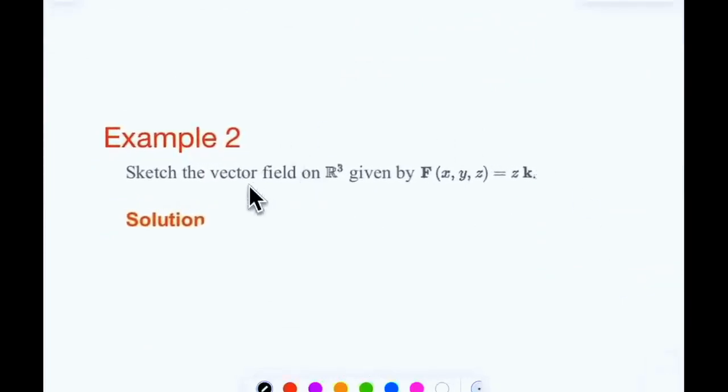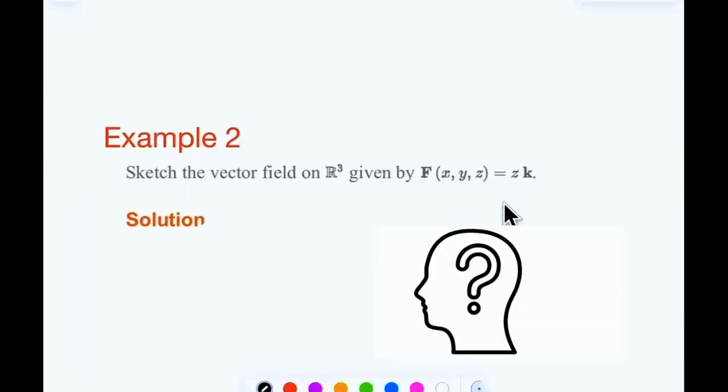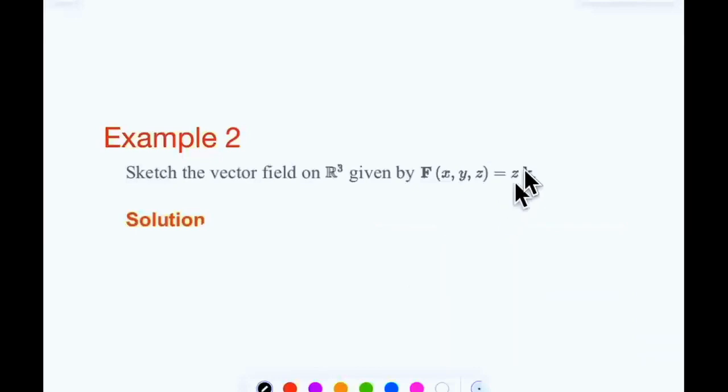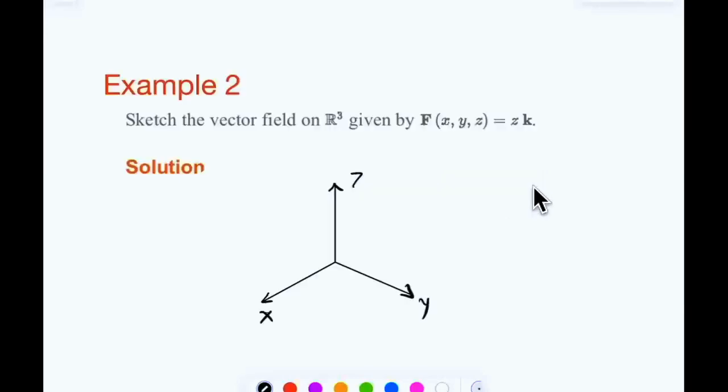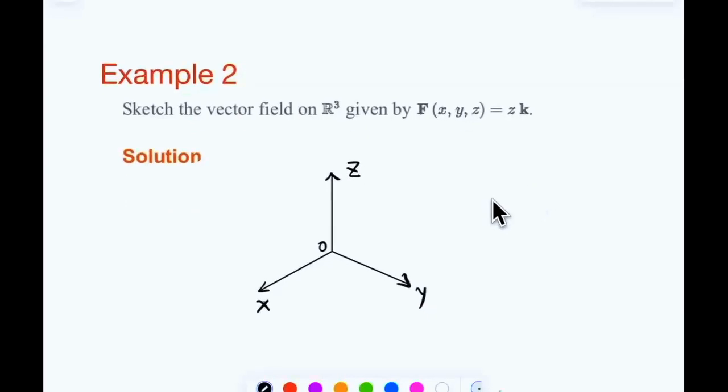Try this second example to sketch the vector field on R3. Notice that the input of the vector field here is a point in R3, so the output will be a vector in V3. Can you think about how it looks? The formula here is relatively simple. So let's draw the coordinate axes. This vector field given by this, let's write it in this way.